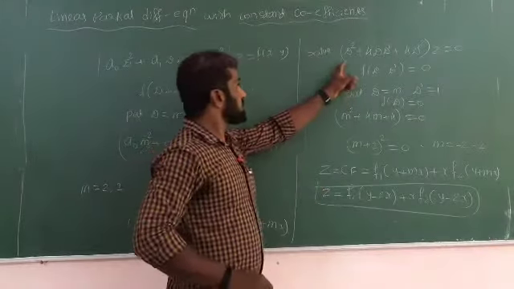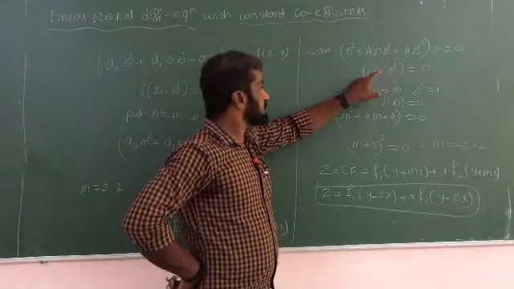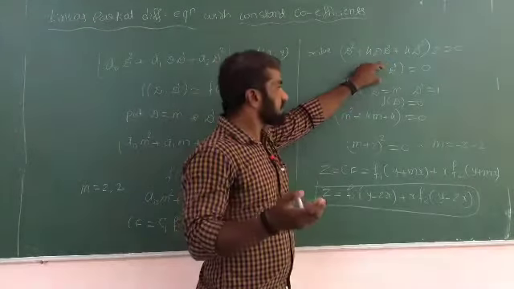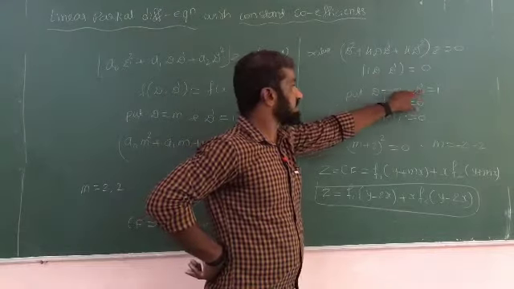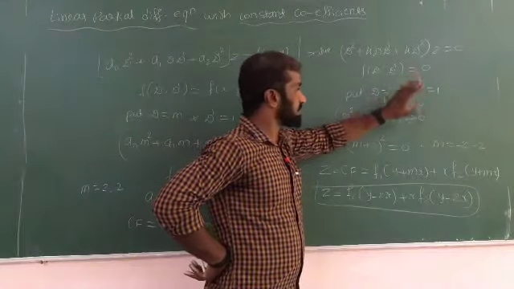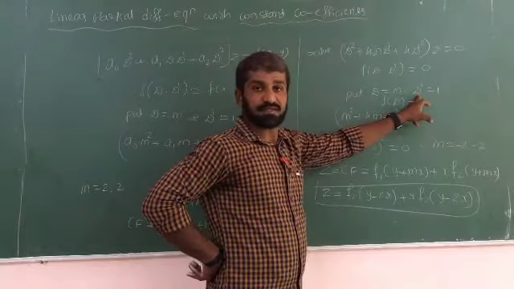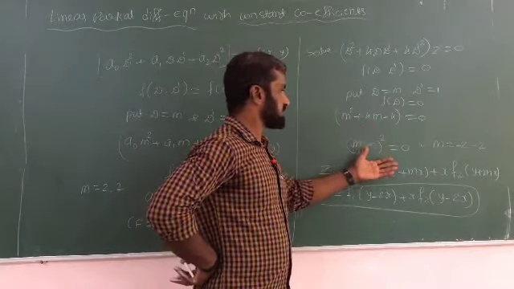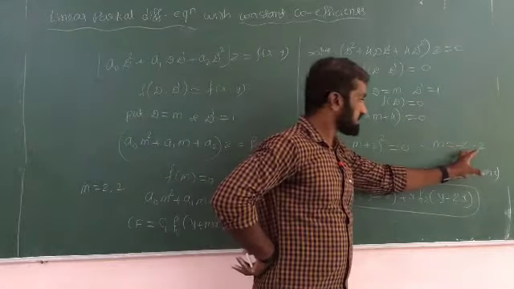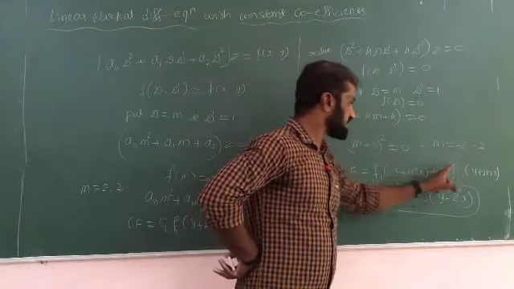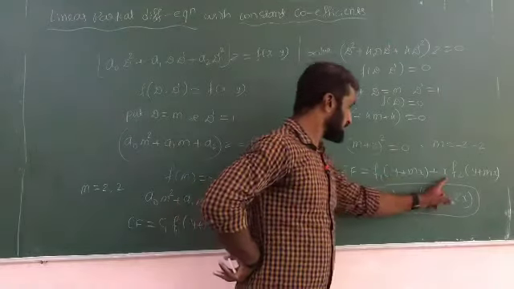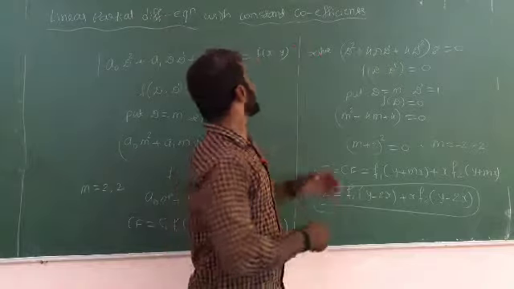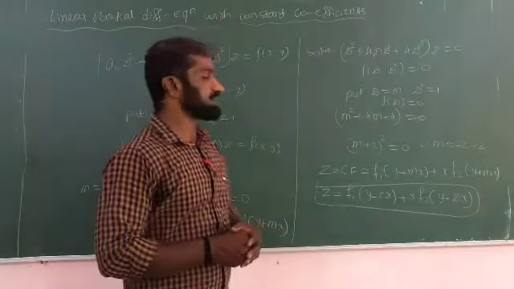Step 1, write the given equation. Step 2, convert it into the form of f of D, D dash. Step 3, to find the roots, put D equal to m and D dash equal to 1, because it is a homogeneous differential equation. Simplify the roots. If the two roots are equal, use the equal roots formula; if distinct, use the distinct formula. So this is the procedure for finding the solution of a linear differential equation with constant coefficients.